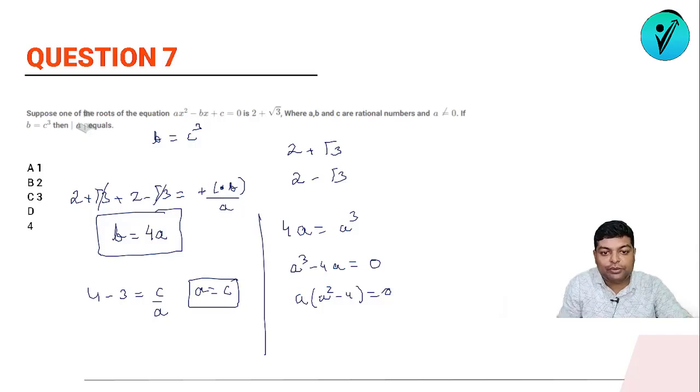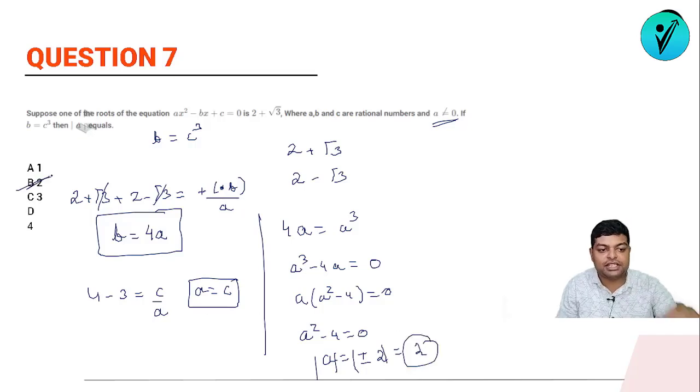Alright, now it was clearly stated a can't be 0. So if a is not 0, definitely this must be 0. a square minus 4 equals to 0. So it means that we will have two values of a, plus and minus 2. But since we have to take mod of a, so mod of this will always be 2. So correct answer to the question will be what? It is 2. Mod is simply the magnitude, है ना? Mod का मतलब होता है magnitude.